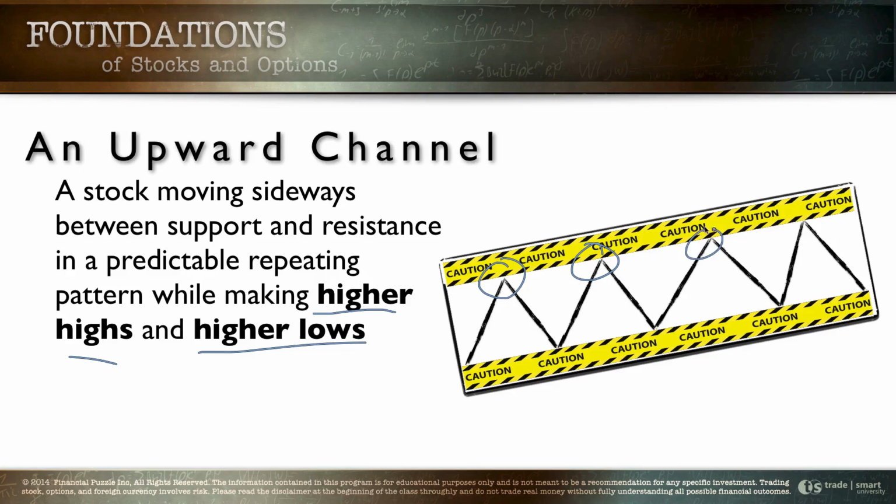Notice each of these swing high points. Notice how they are higher than the previous one. And notice each of these swing low points, how they are higher. Anytime you've got a stock that is making a sequence of higher highs and higher lows, by definition, we have an uptrend. If we're doing that pattern, a pattern of higher highs and higher lows, while also trading between support and resistance in some sort of a predictable repeating pattern, we've got an upward channel. An uptrend is not always an upward channel, but an upward channel will always be a variation of an uptrend.